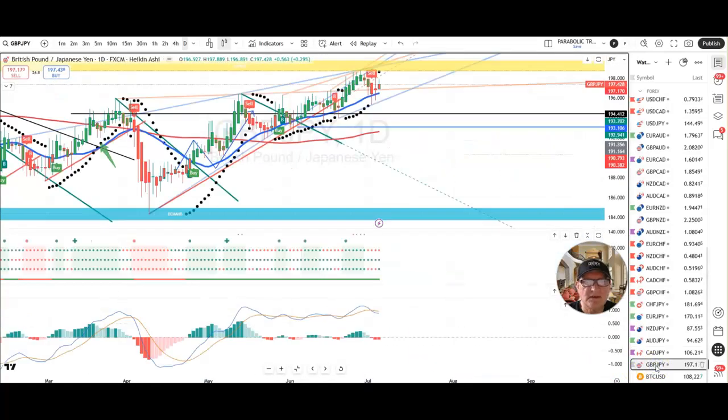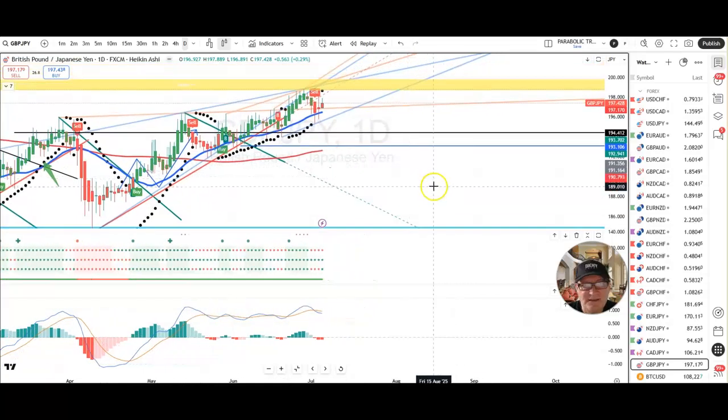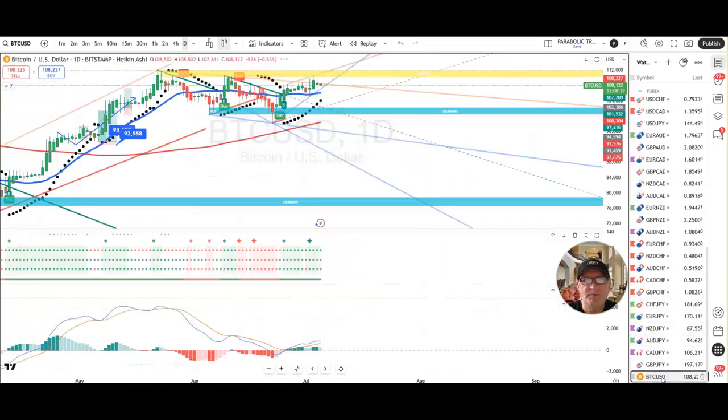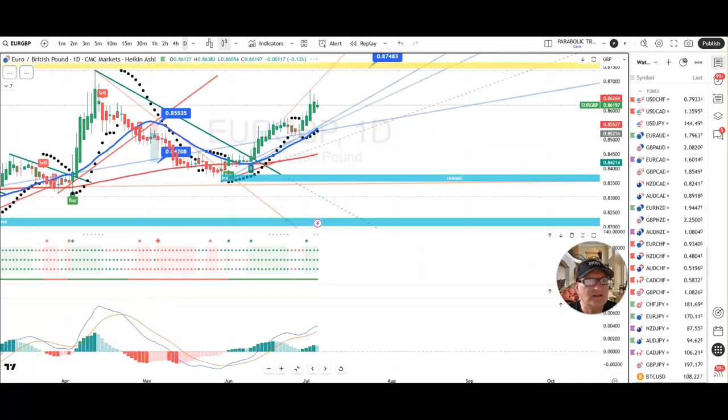Pound yen is a waste of time. Hate to say it, but it is. Bitcoin is a waste of time. That's the beauty of these charts. They tell you when to stay out.